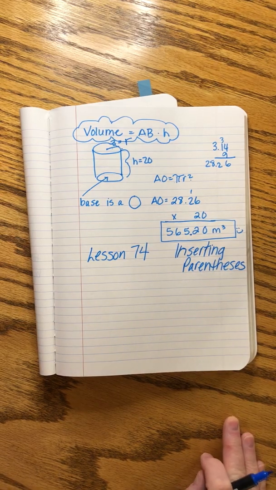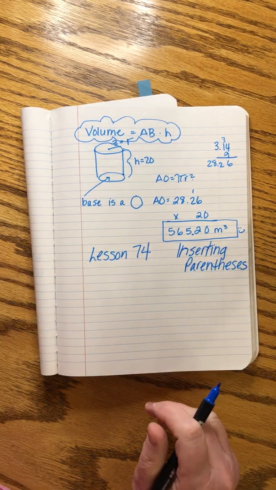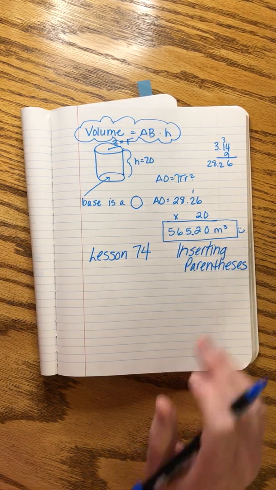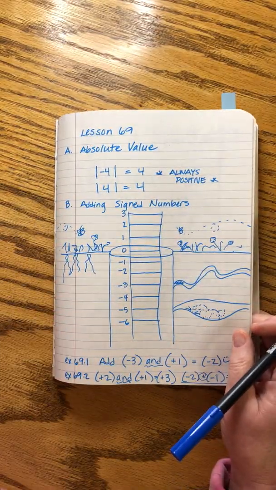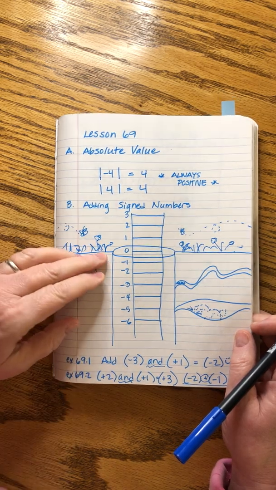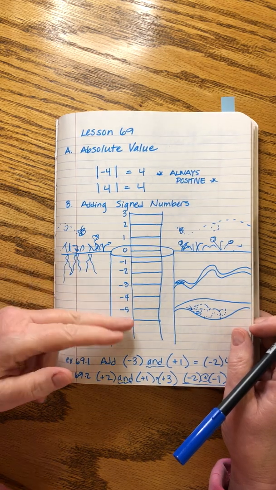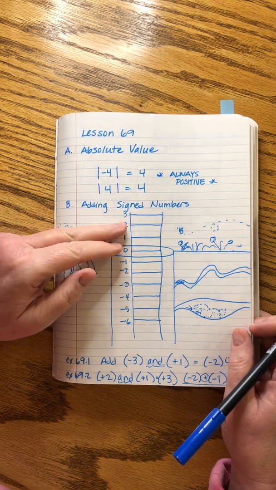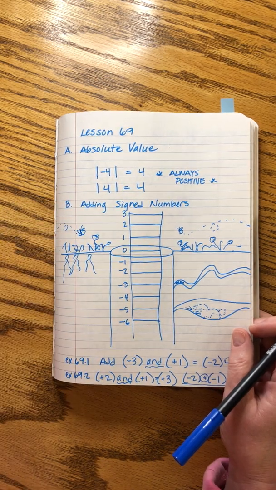Saxon Algebra 1, half lesson 74. We're going to talk about inserting parentheses today. Now, in this topic, we're going to refer back to the infamous story of the meadow, right? And what we're going to do is practice adding a row of numbers that are some positive numbers and some negative numbers. And so we'll be thinking about climbing up and down the ladder.